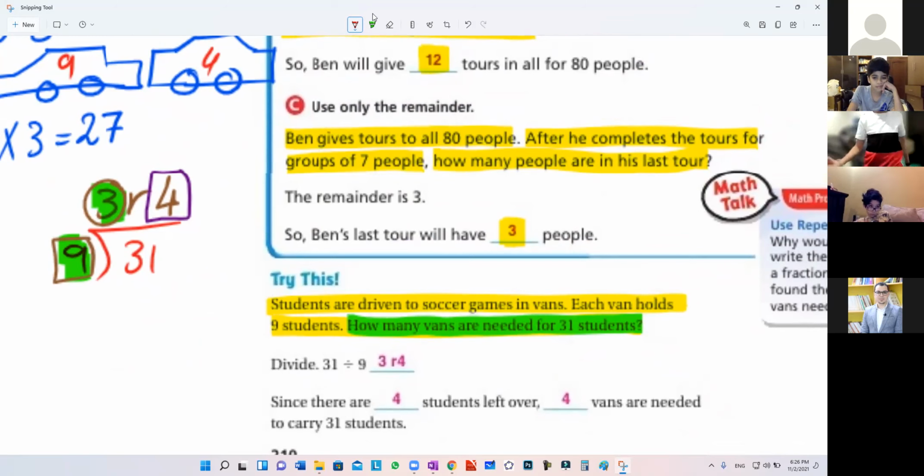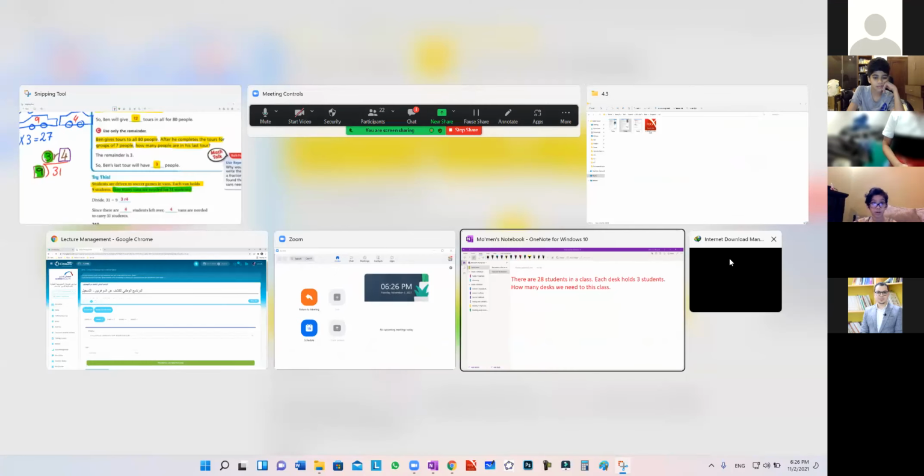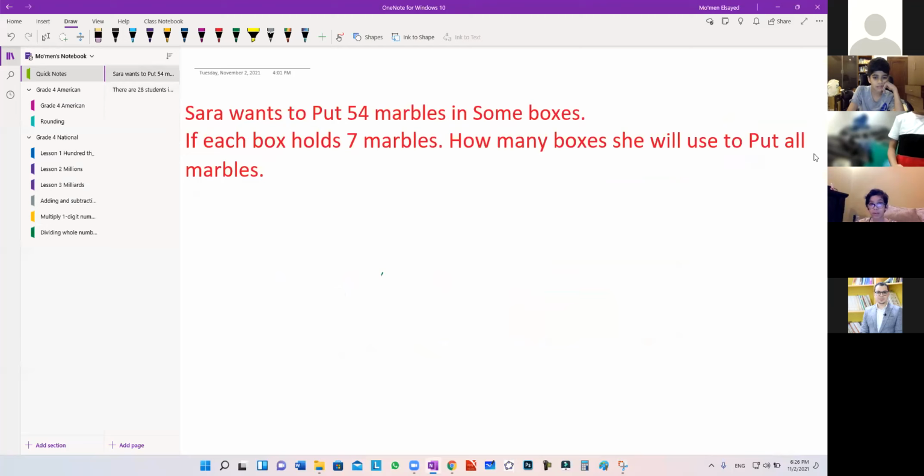Okay, write this, everyone. And after you write this, I need Ryan to help me with the next one. Okay, Sarah wants to put 54 marbles in some boxes. If each box holds 7 marbles, how many boxes will she use to put all the marbles? 54 divided by 7, yes.